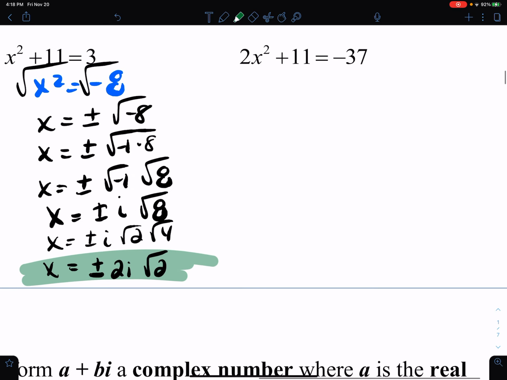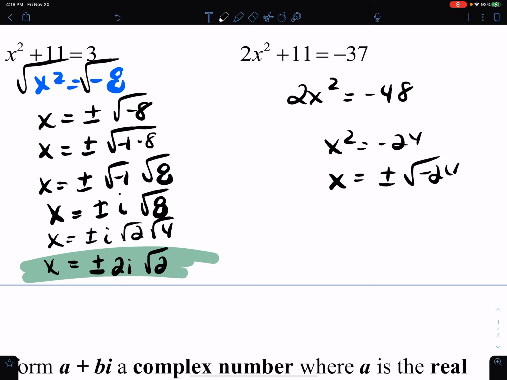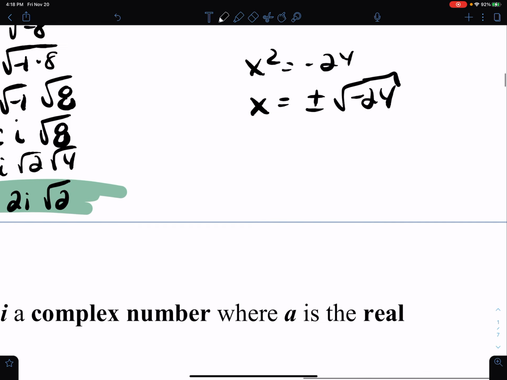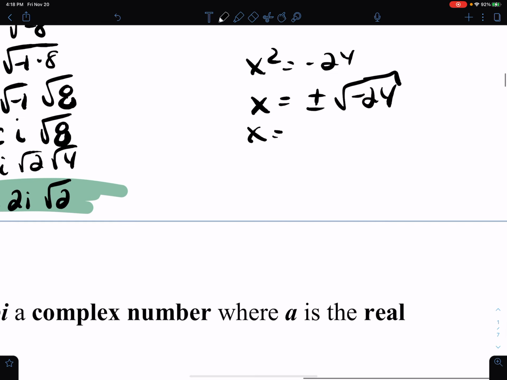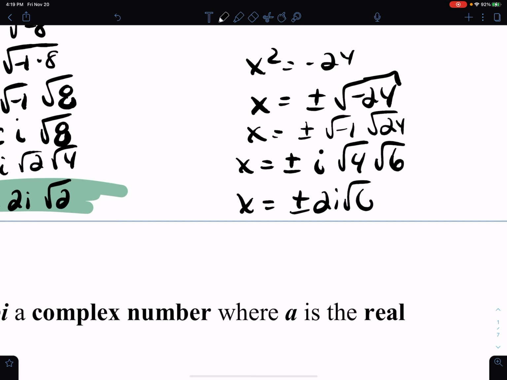And then this last one's just more of the same, right? We'd subtract 11, divide by 2, undo the square with the square root. And then what you can get better at is you can show a few less steps, like I can split them up right away. And then I can start saying square root of -1 is i, and instead of 24, I can do root 4 and root 6. So that's where I get plus or minus 2i root 6.